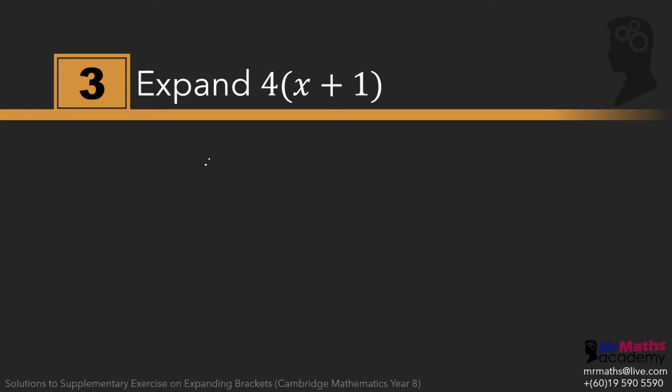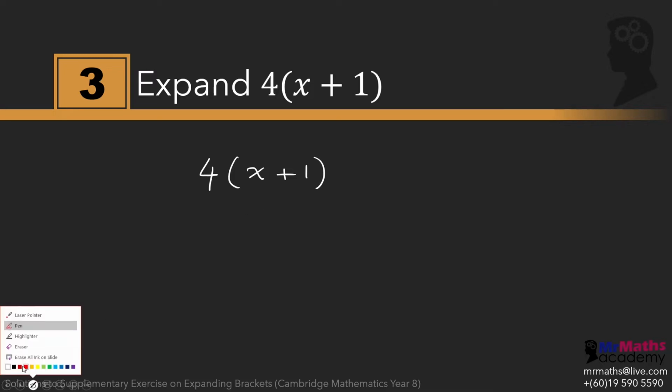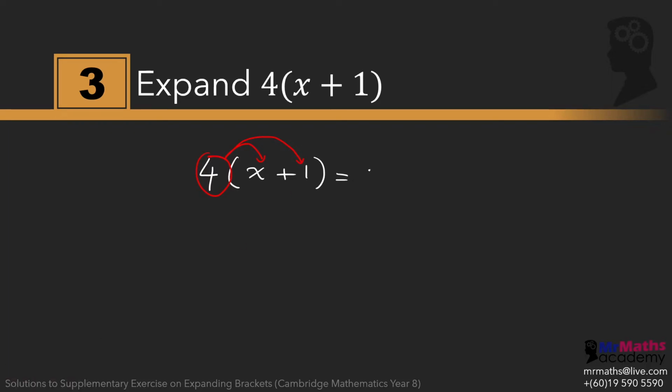The third question, 4 outside a bracket multiplied by x plus 1. Again, we have two terms inside the bracket and one term outside of it. We are going to multiply, like the previous questions, each of the terms inside the bracket by the term outside of it. So this equals 4 times x plus 4 times 1. So 4 times x is just 4x, and then 4 times 1 obviously is equal to 4. So this is the final answer.